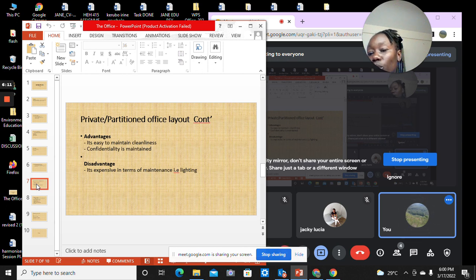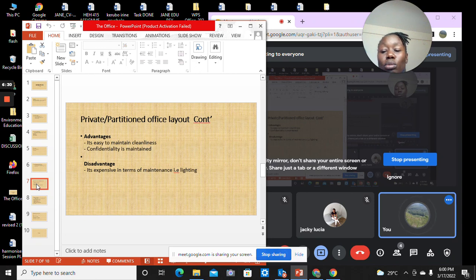In such offices where few people sit and work, it's easy to maintain cleanliness, like cleaning is easy, and it is not easy for you to get the office so dirty. Then we have confidentiality is maintained.